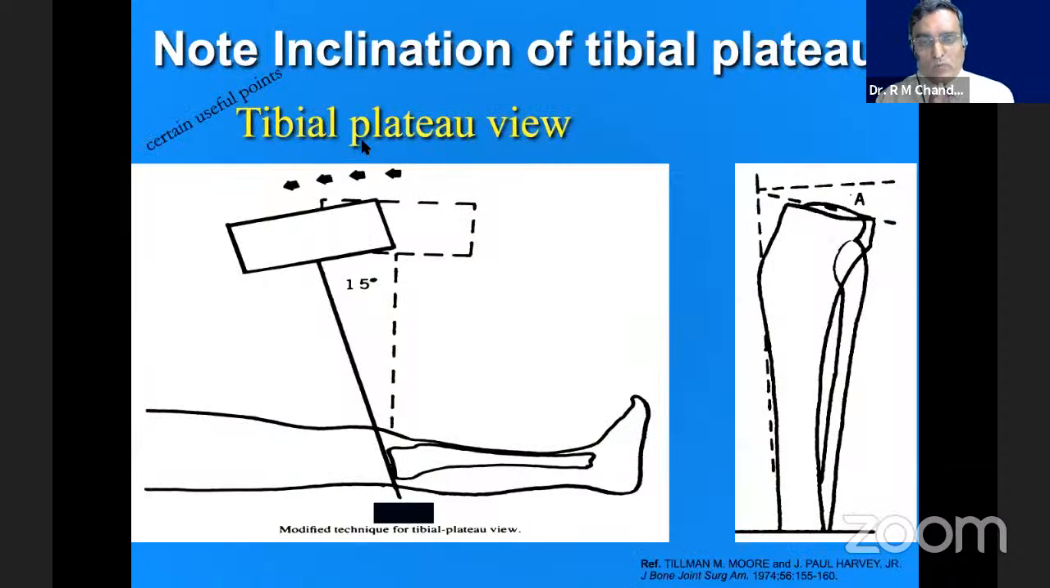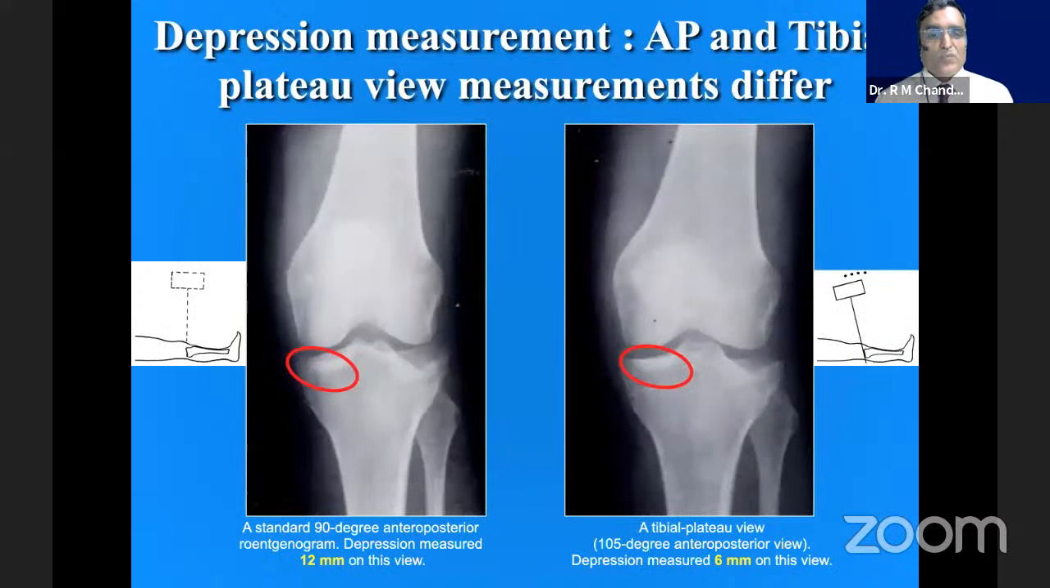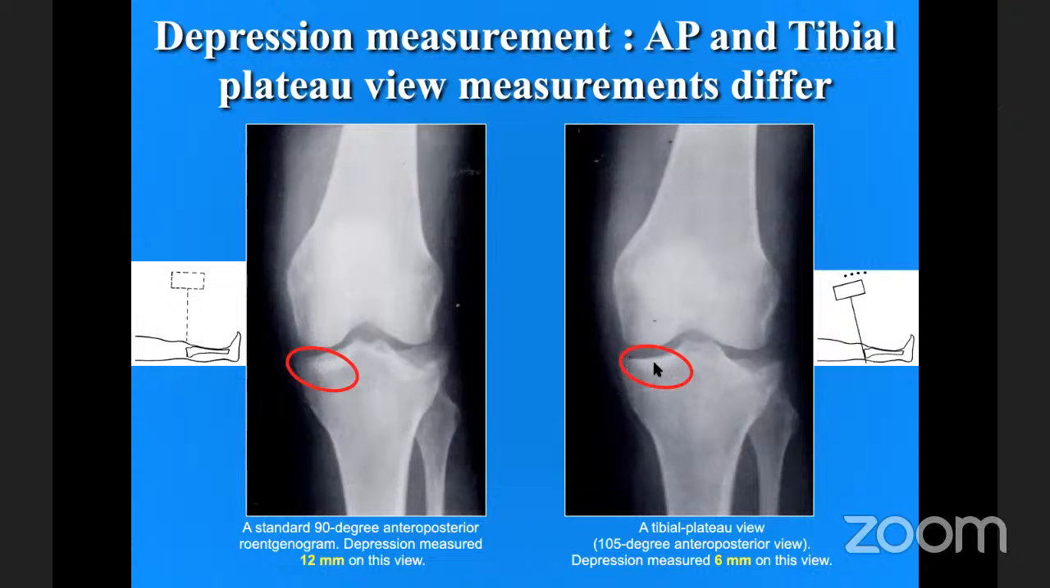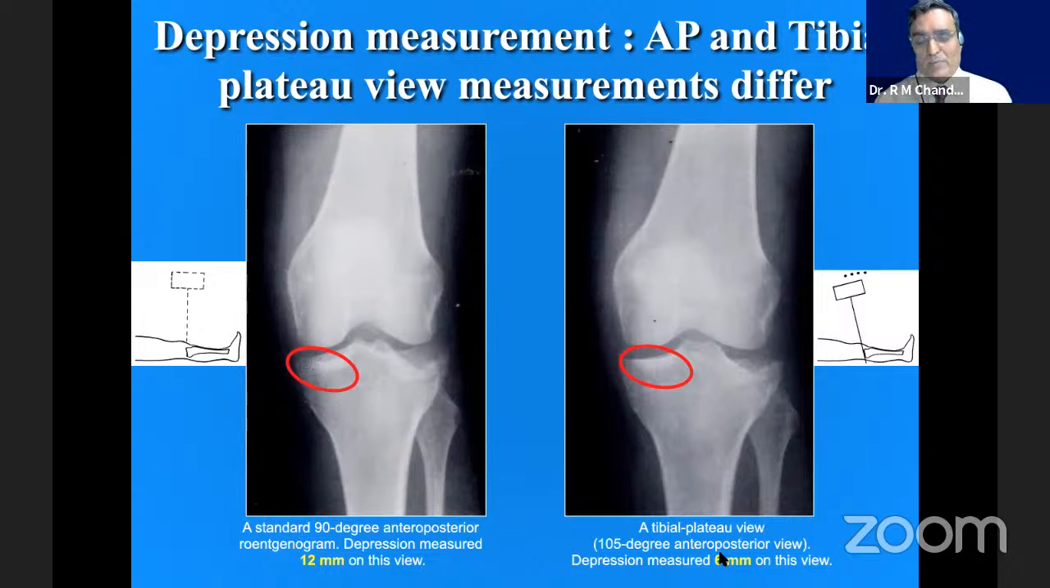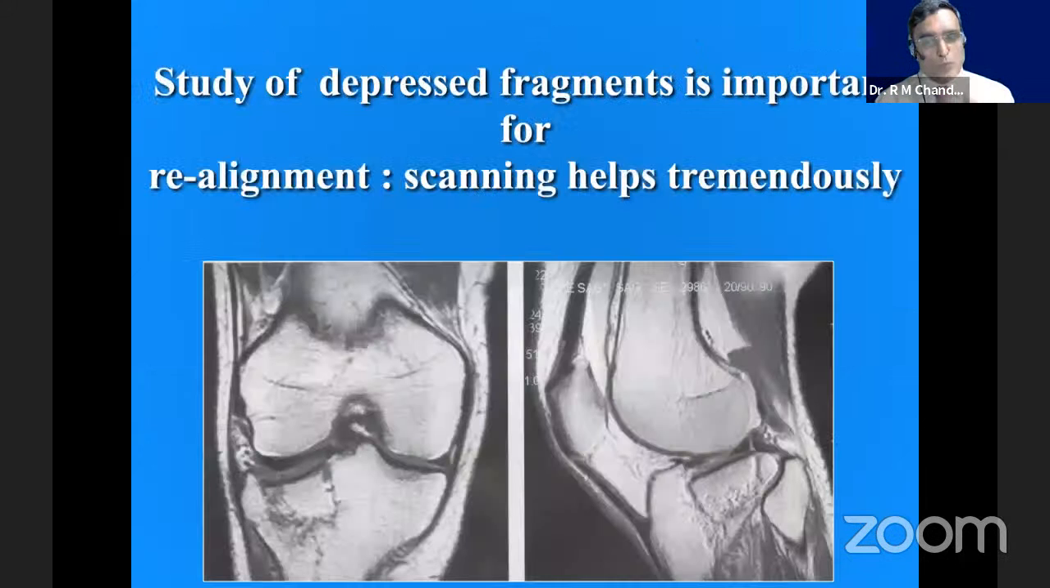The tibial plateau view, when we get the articular reduction back, this image is really important, as told by Tillman and Moore. We get a 90-degree view as well as a 115-degree view. What difference does it make? This is the 90-degree view, and this is the tilted view. In this we get the real articular view, and you can find this sharp subcondylar bone. Pay attention to this image. Here the depression appears only 6 mm as per his paper, which I also found true, and here it appears 12 mm. So judge your depressions in these two views.